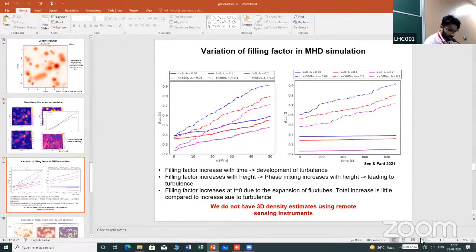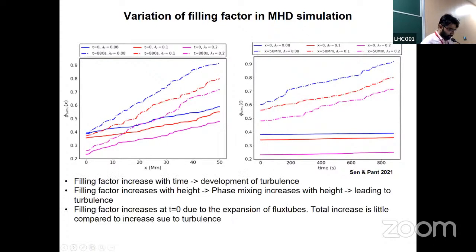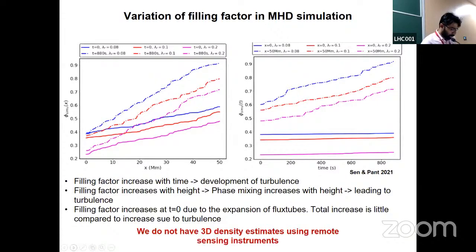So we found that the filling factor is increasing, and this increase is not because of the expansion. Because of the expansion, there is a very little increase, but most of the increase in the filling factor comes through the development of this turbulence. Yeah, so that's what I have mentioned here. So I will just quickly go towards the conclusion.